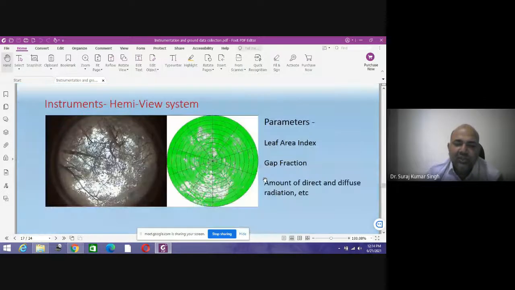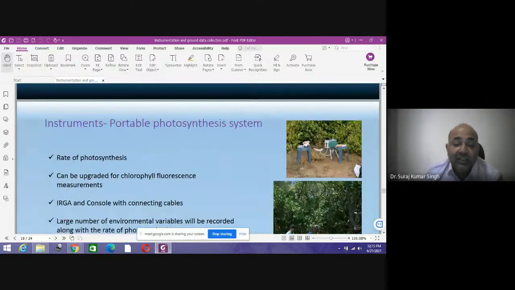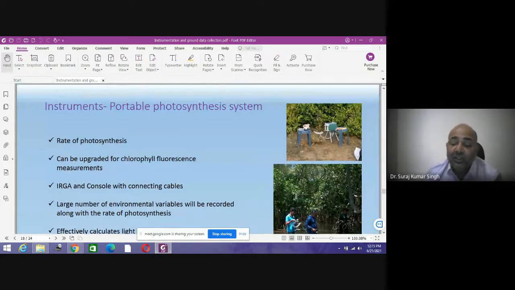Such instruments are of great use, where you can calculate the leaf area index, the gap fraction, and the amount of direct and diffuse radiation, so as to know the proper amount of leaf area that has been covered. So you can see how well we can calculate the exact amount of canopy using such instruments, which provide real-time instrumentation for canopy cover.